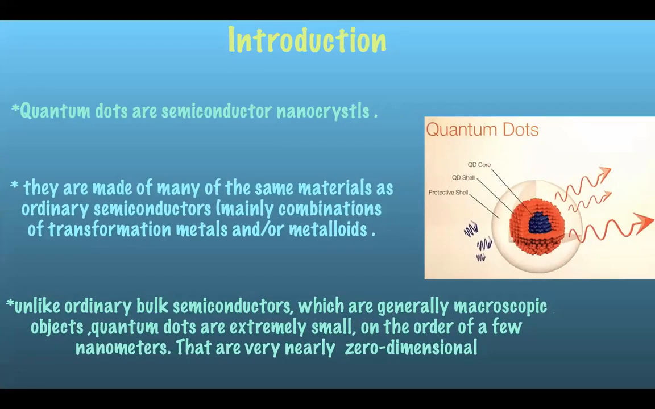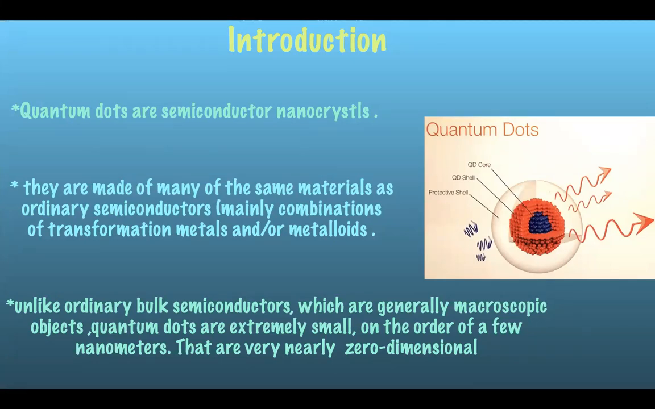Here is the introduction. Quantum dots are semiconductor nanocrystals. What is meant by nanocrystals? A nanocrystal is a material particle having at least one dimension smaller than 100 nanometers. So this is what is meant by nanocrystals. Then they are made of the same materials as ordinary semiconductors, mainly a combination of transition metals and/or metalloids.